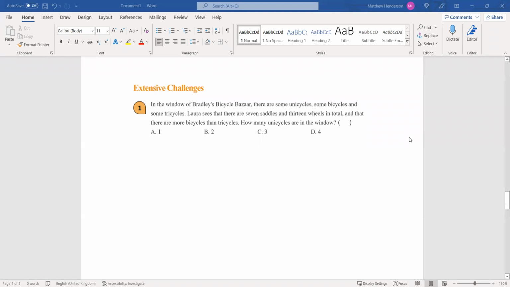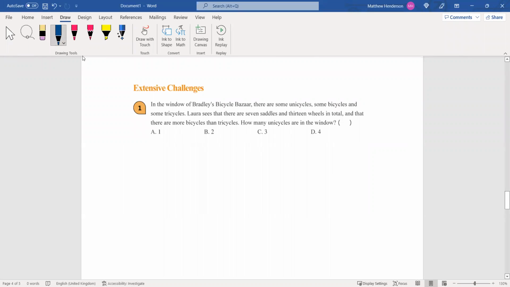Year 5, Lesson 6, Extensive Challenge 1. In the window of Bradley Bicycle Bazaar, there are some unicycles, some bicycles, and some tricycles. Laura sees that there are 7 saddles and 13 wheels in total, and that there are more bicycles than tricycles. How many unicycles are in the window?